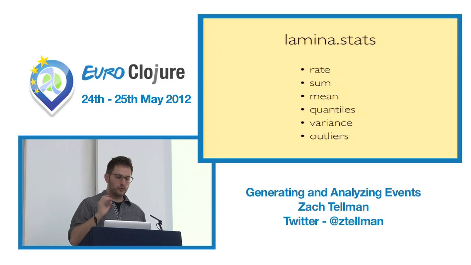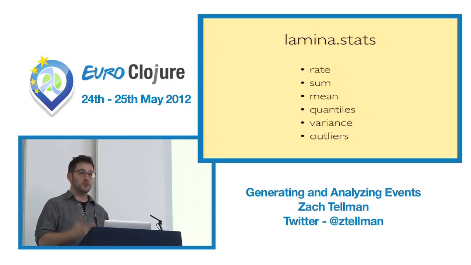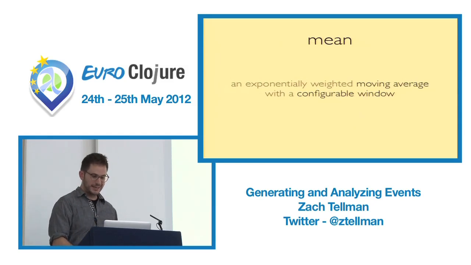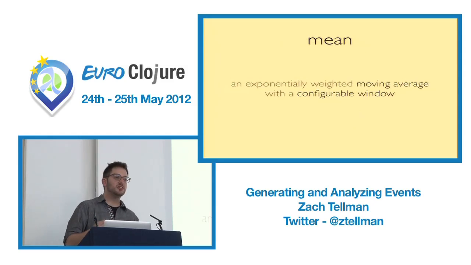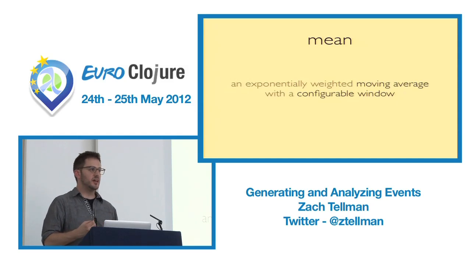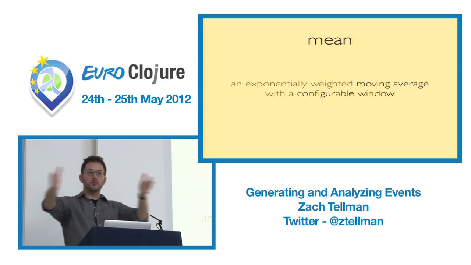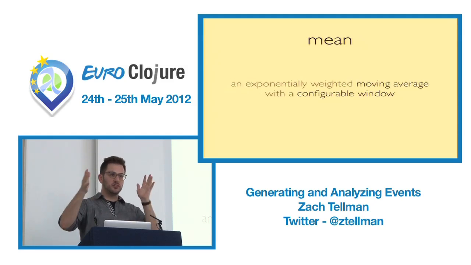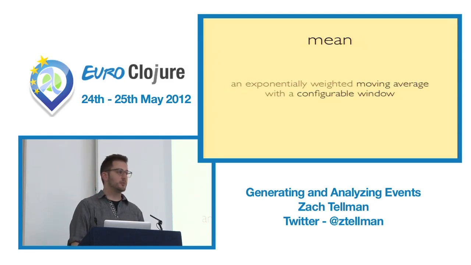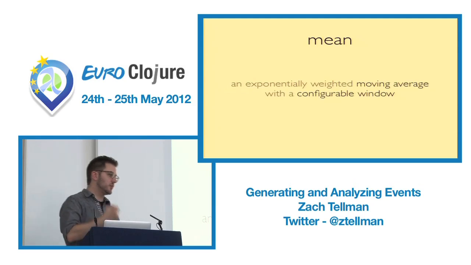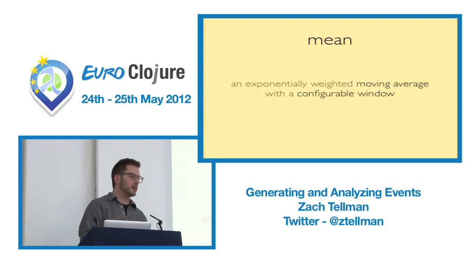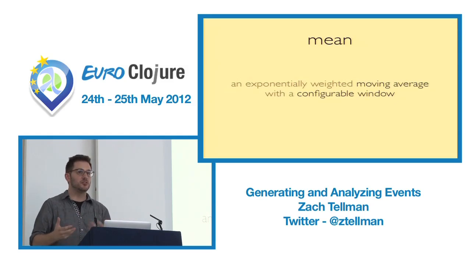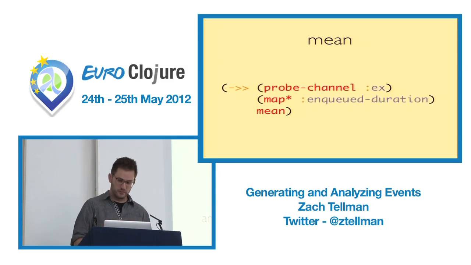There are a variety of functions that Lambda provides to do statistical analysis, and I'll talk about a few of them here. Mean gives us an exponentially weighted moving average, which is to say that as the data is going through, we can look at the average over the last window, the last 5 minutes, the last 30 minutes. It's useful to have this be configurable because if the moving average over the last hour is different than the average over the last 5 minutes, it means something unusual is happening now, which is interesting.